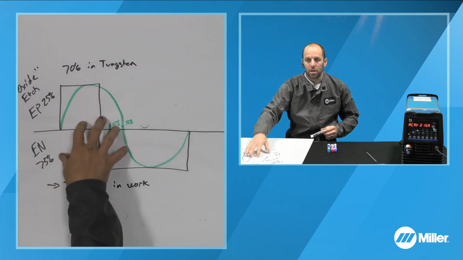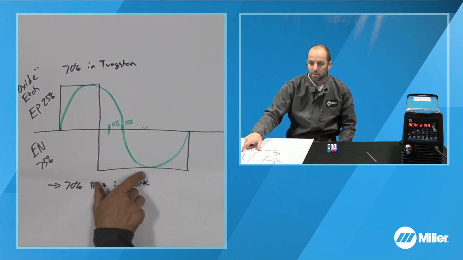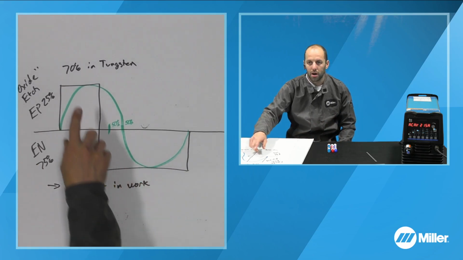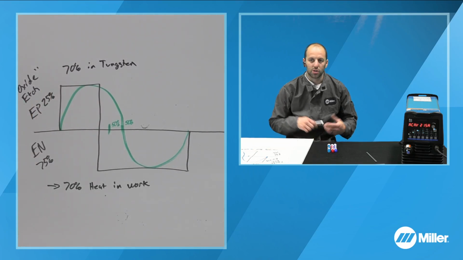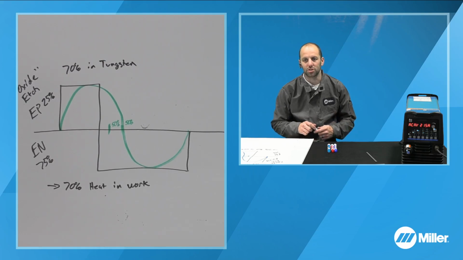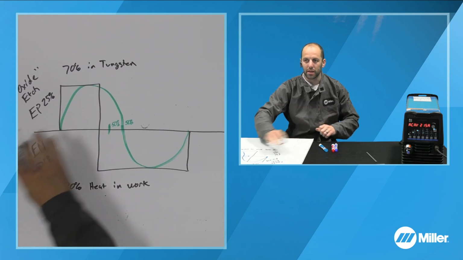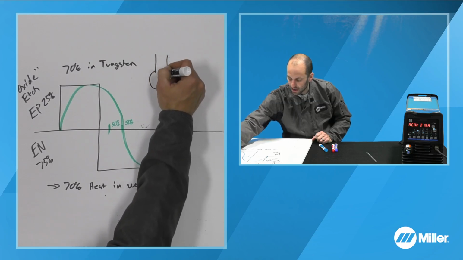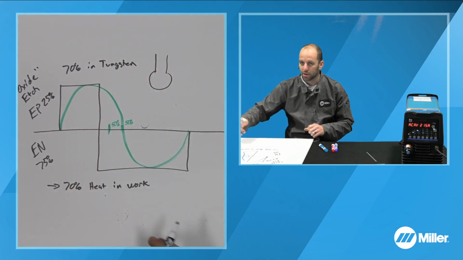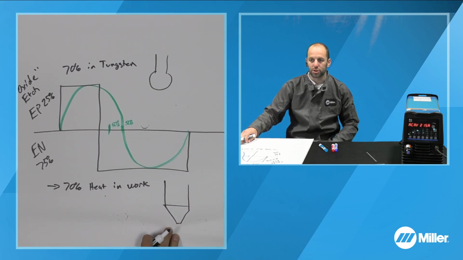So you're probably saying, okay, this is starting to make sense here. When we're in electrode positive, up here, what that's causing is 70% of the heat is on the tungsten. So if we think back to that tungsten geometry that we just drew, if we were welding in straight electrode positive, you're going to end up with a pretty large ball on the end of your tungsten. And when we're in electrode negative, it promotes more of a sharp tungsten.